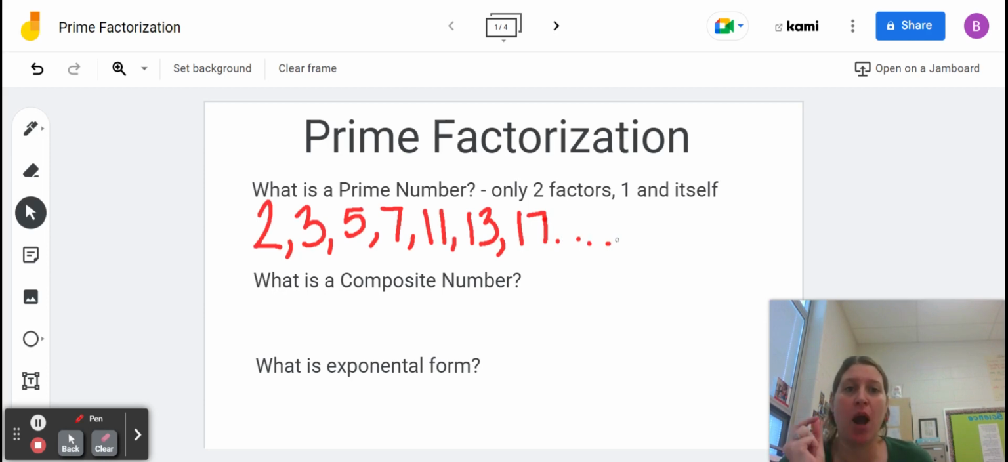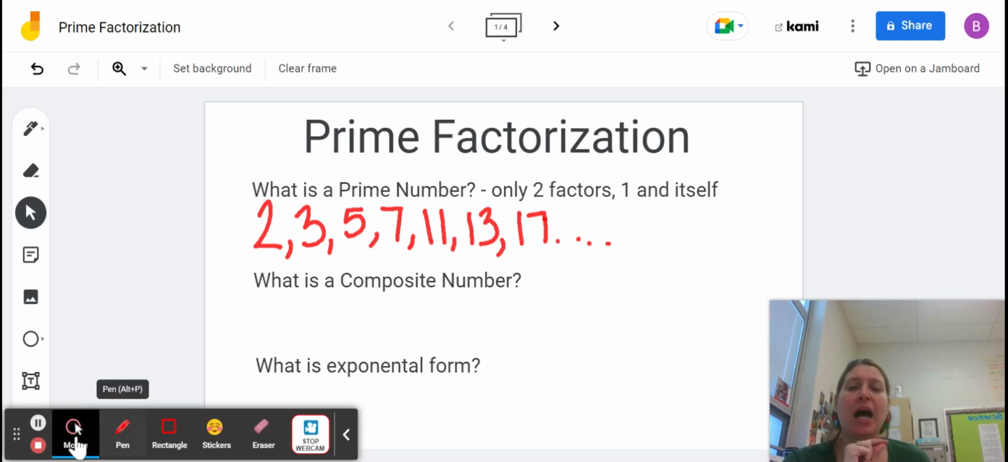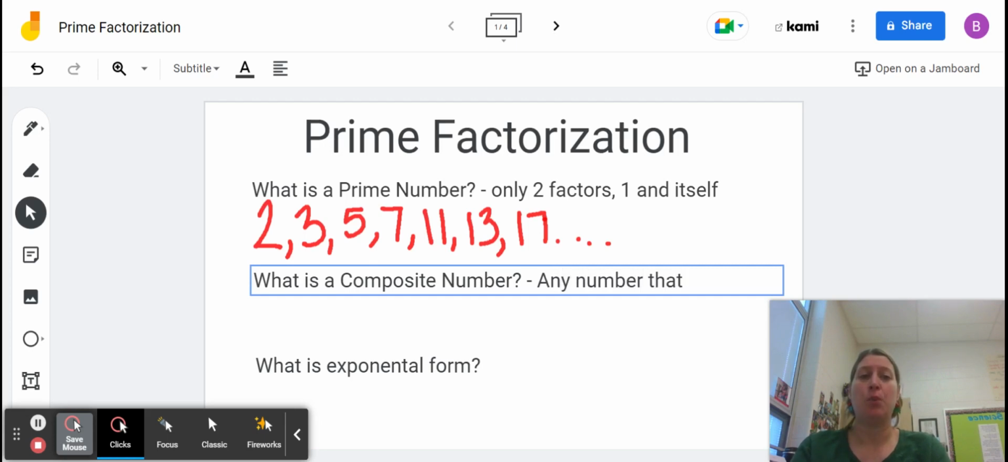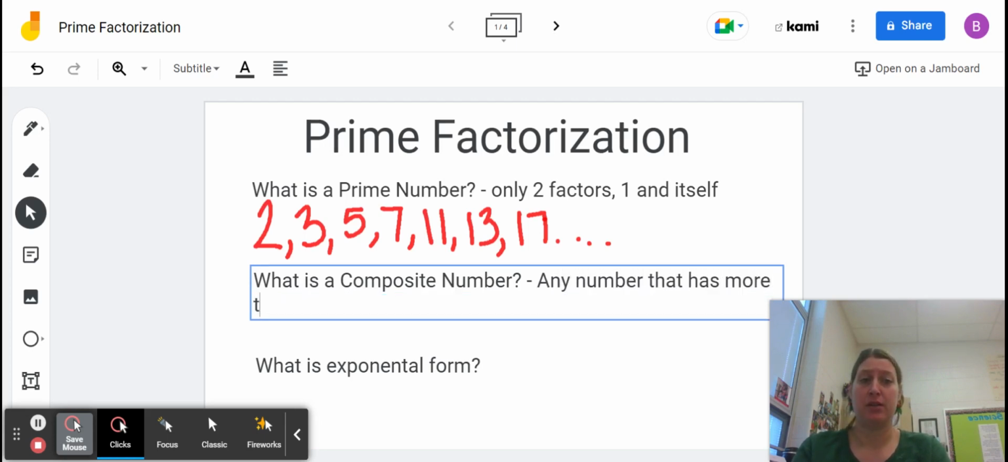So once again, a prime number is any number that has only two factors to get to it. If I multiply 1 times itself, it's the only way I can multiply together to get to these numbers. So then what is a composite number? A composite number is just going to be the opposite. A composite number is any number that has more than two factors. So a number has to be either prime or composite.